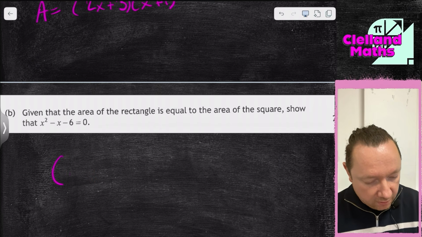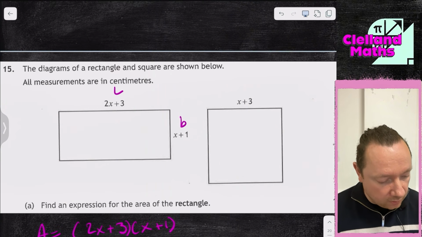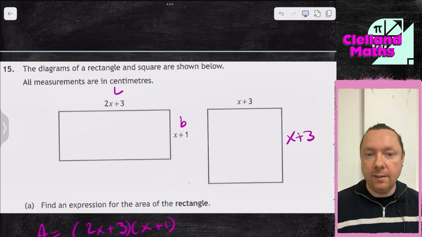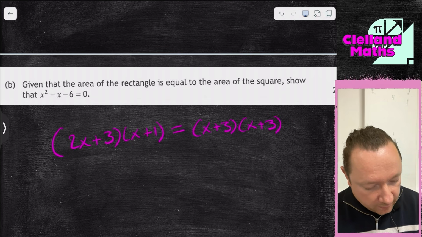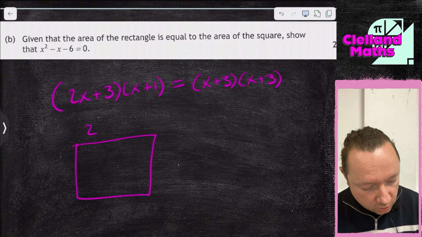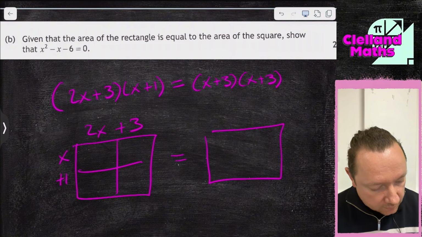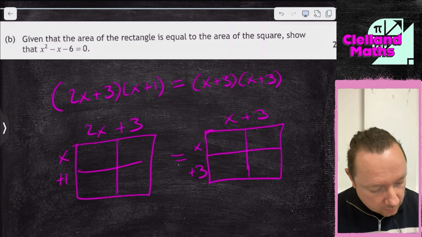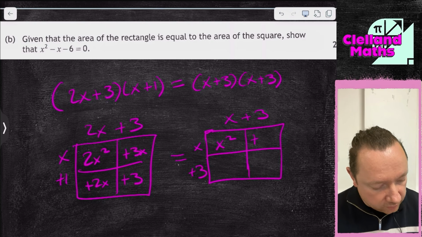Given the area of the rectangle equals the area of the square, show this. So this is your standard thing. There's my area of a rectangle again, and that equals the area of the square, so that's x plus 3 times x plus 3, or x plus 3 all squared. So expanding the brackets any way you want, I'll use my grids. 2x plus 3, x plus 1 equals x plus 3, x plus 3.